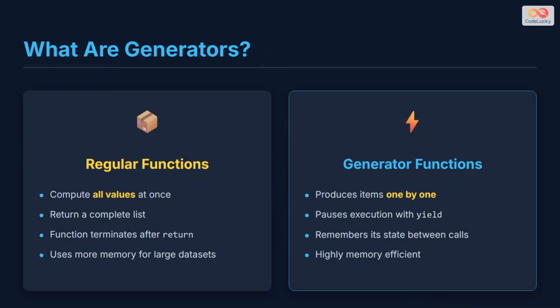First, let's define what a generator is by comparing it to a regular function. A regular function computes all its values at once and returns them, usually as a list. This means it holds everything in memory. A generator function, however, produces items one by one. It pauses its execution and remembers its state, which makes it incredibly efficient for handling large data.